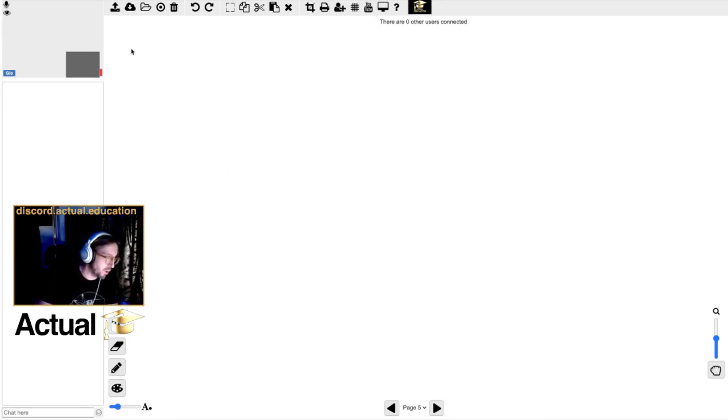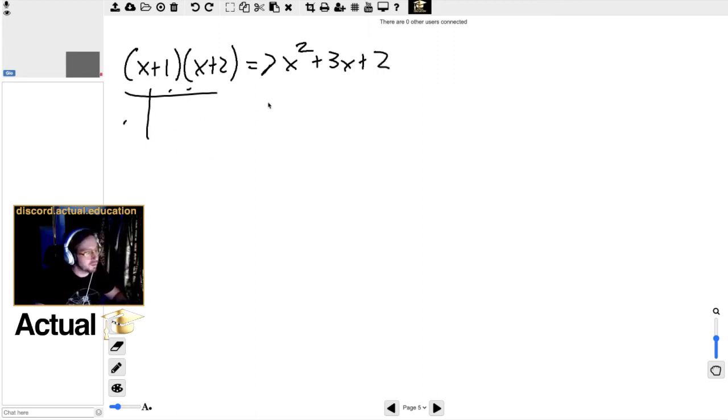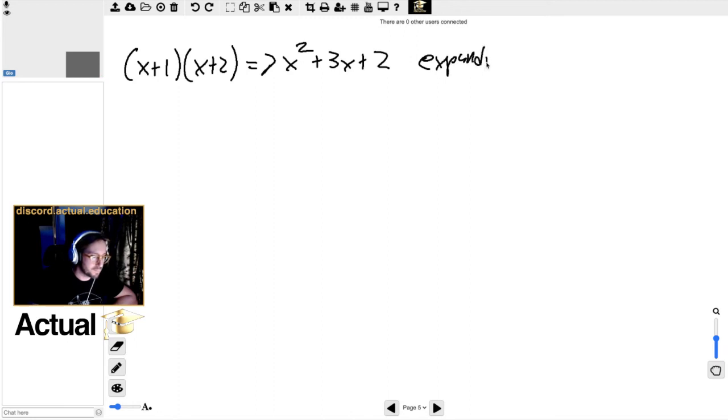You know that this would end up equaling x squared plus 3x plus 2, because I just did all the Punnett square stuff in my head. That's what it would eventually become. So this is what we call expanding. Factoring is when you take something like x squared plus 3x plus 2 and somehow turn it into x plus 1 times x plus 2. It's like reverse engineering it.